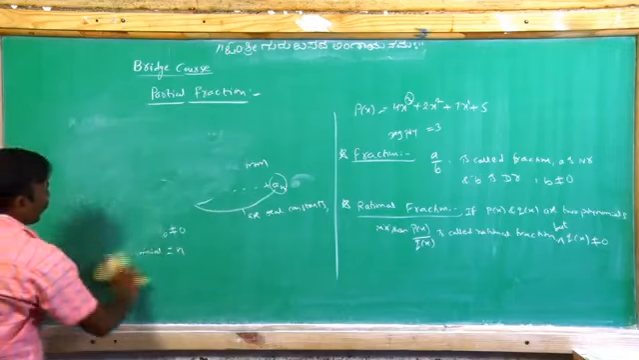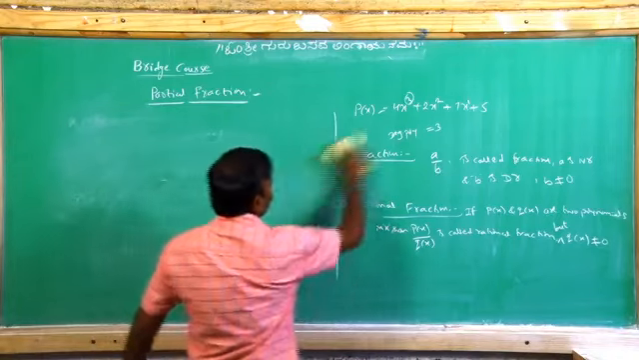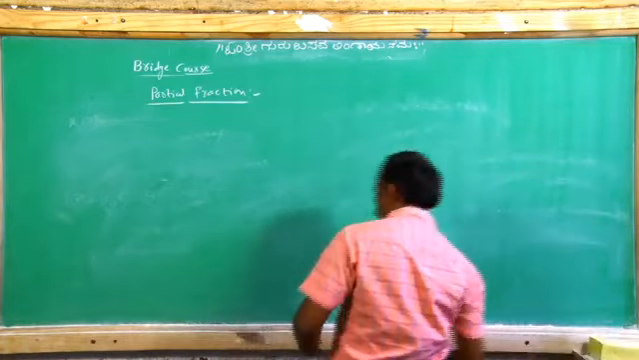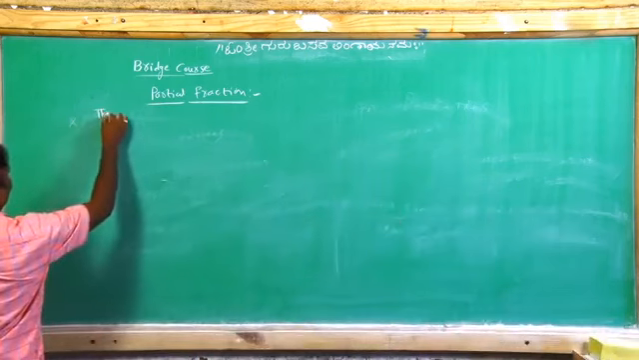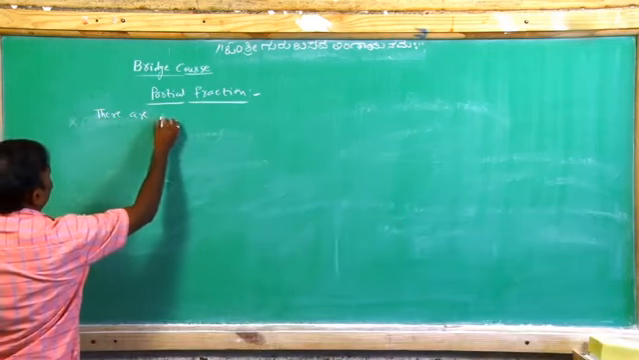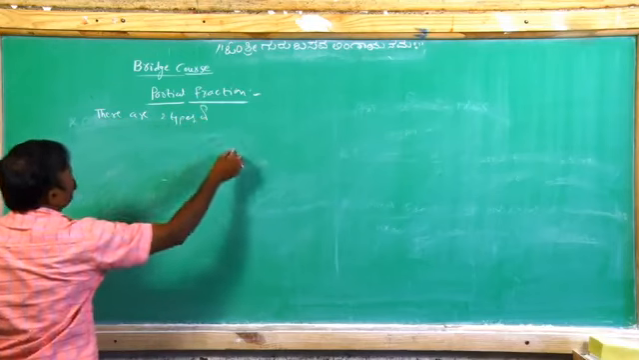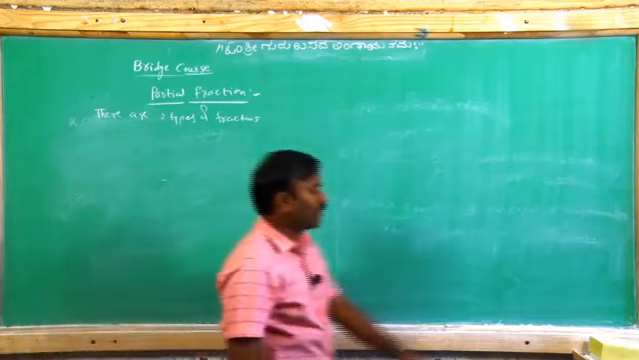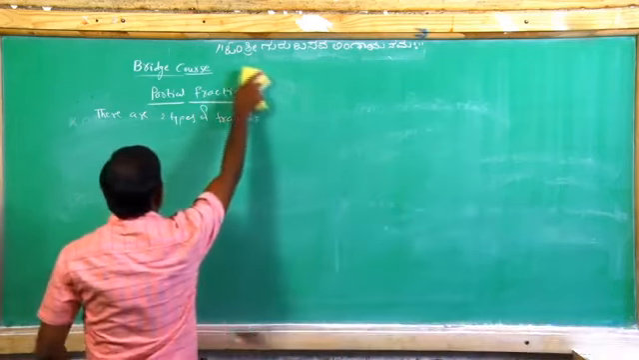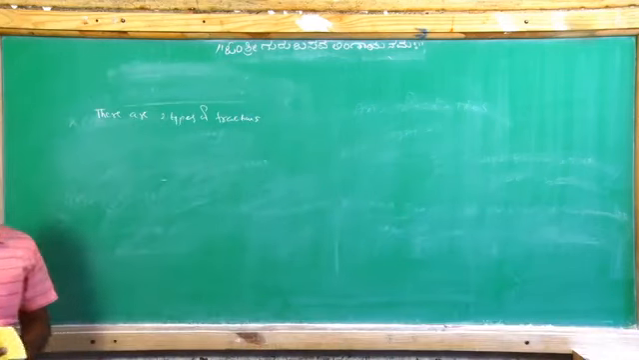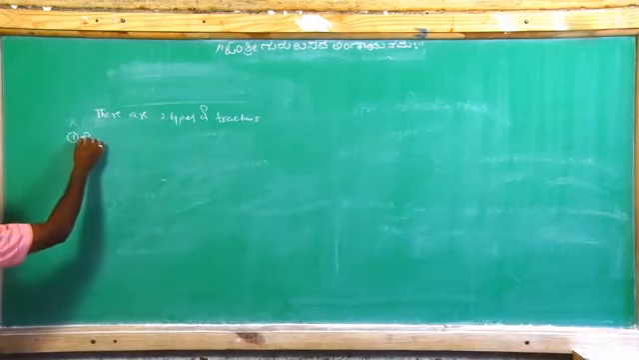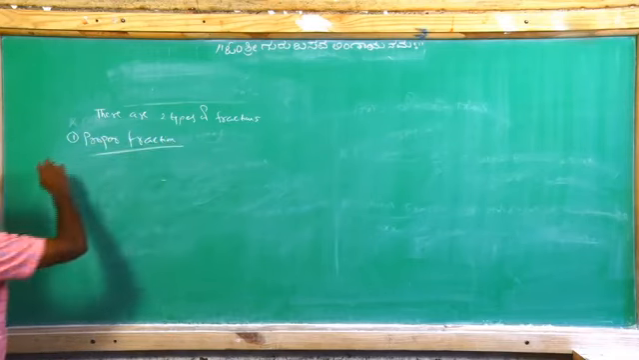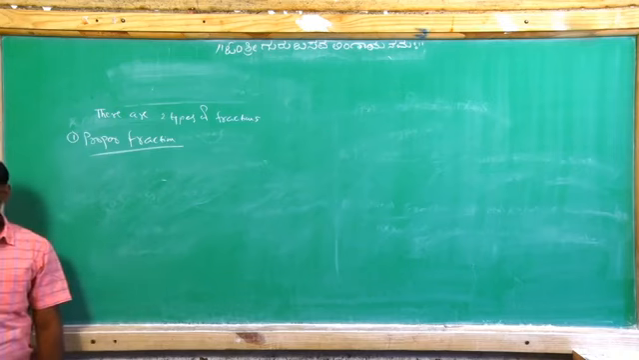Next, there are two types of fractions: proper fraction and improper fraction. First one is the proper fraction, second is the improper fraction. Now first, proper fraction. I think you know proper fraction and improper fraction.